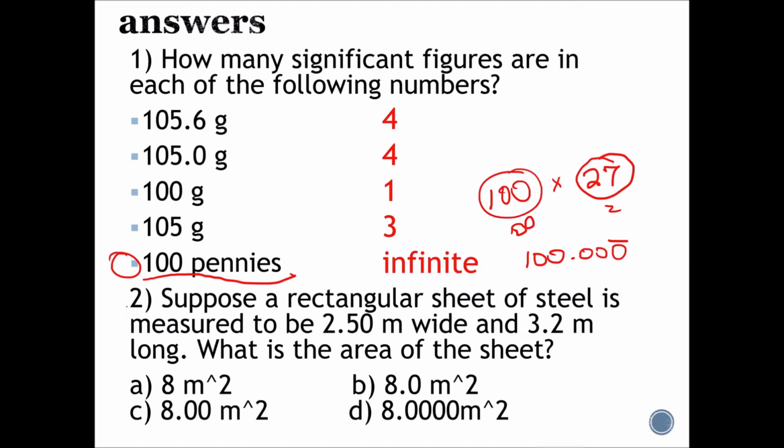Okay, number 2, we just wanted to see if you could apply the rules of multiplying. So 2.50 has 3 sig figs, 3.2 has 2 sig figs. What would you round your answer to? 2 sig figs.